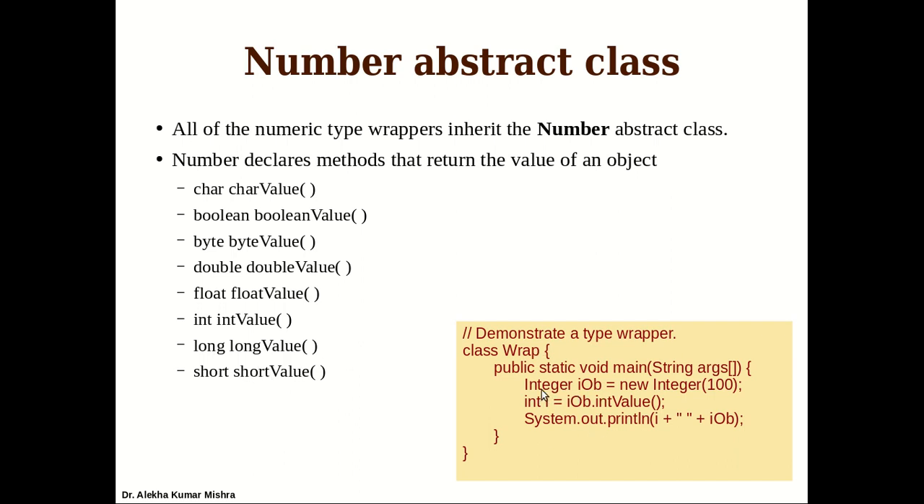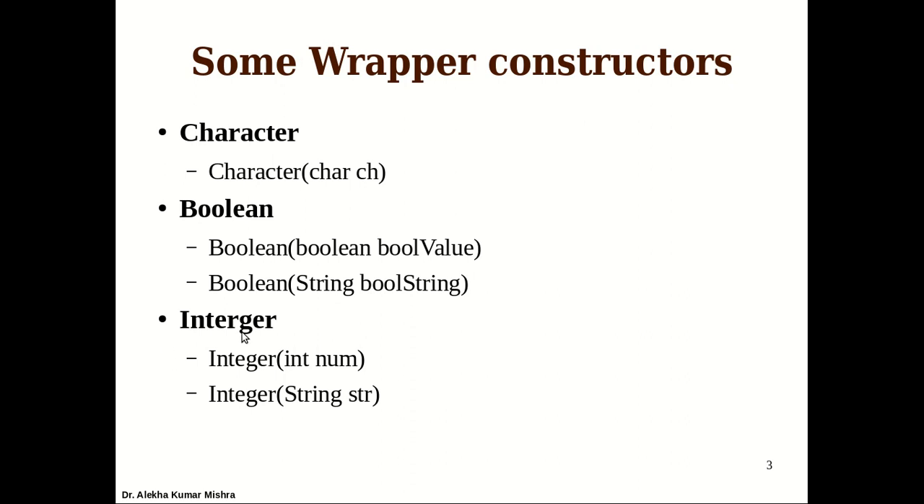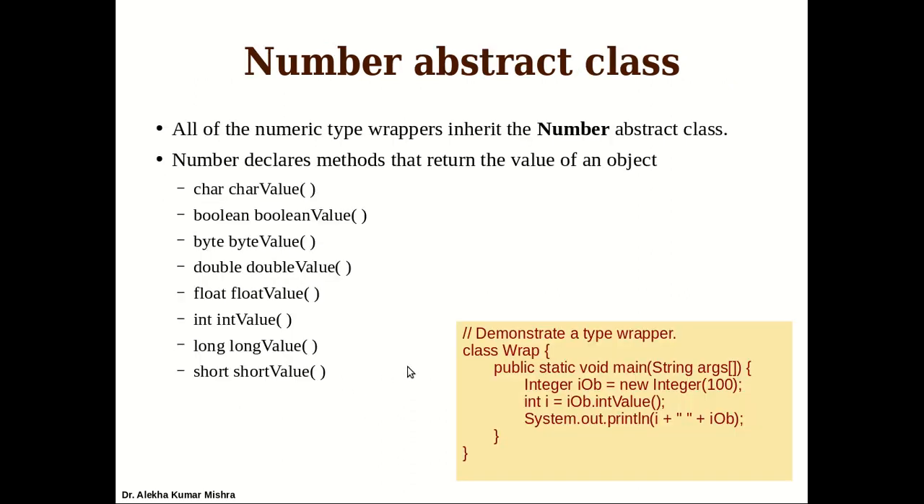We have created a wrapper object of Integer, iOb, new Integer(100). So we pass an integer value. I think we are using the first constructor, if you remember. Equivalently, we can pass this 100 as a string also, and it will work, because it has a second constructor which accepts a string and converts it into the equivalent numeric value. So an object of the Integer wrapper is created and initialized to 100. It holds the value 100.